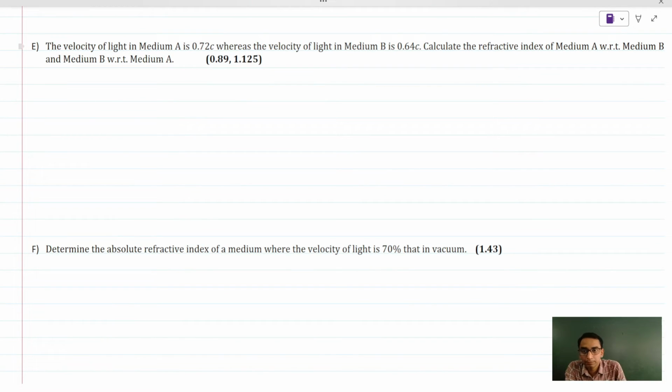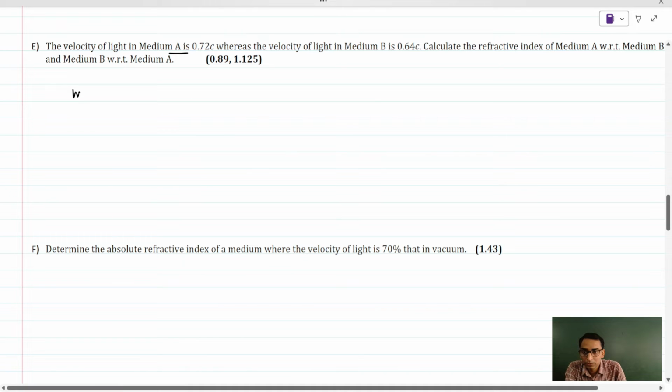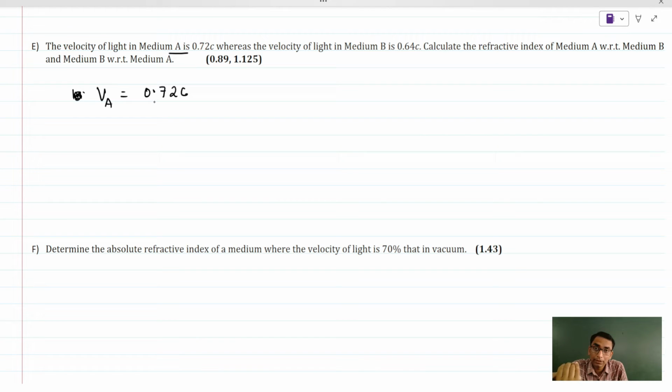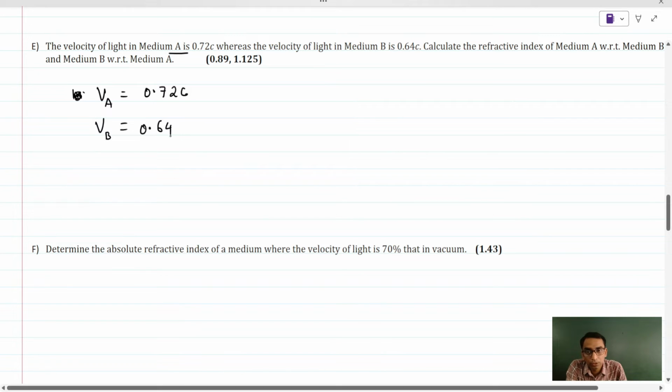Speed of light in medium A. So medium A, speed V, velocity in A, 0.72 times C. That means the speed is reducing, right? Because if you multiply any number by less than 1, that number falls down even less than 1. And speed of light in medium B is equal to 0.64 C.